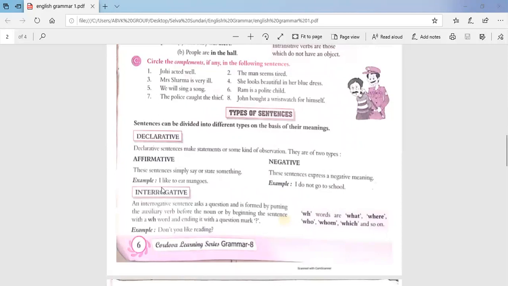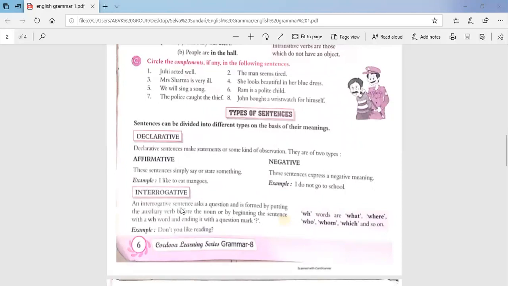State means tell something. I like to eat mangoes. It's simple. I like to eat mangoes. But negative sentences express a negative meaning. Example, I do not go to school. Here, not has come. So it is a negative.